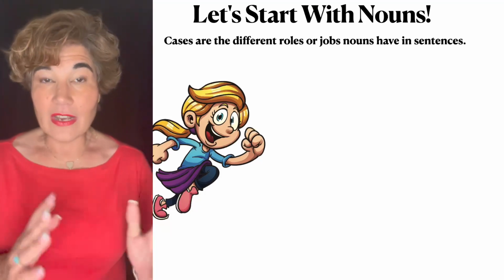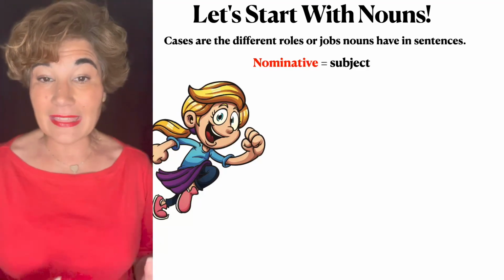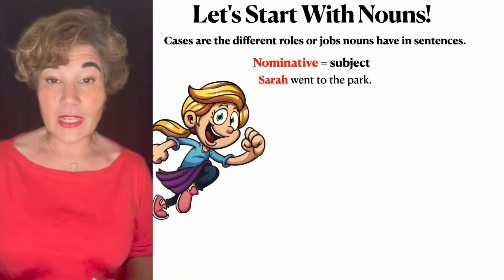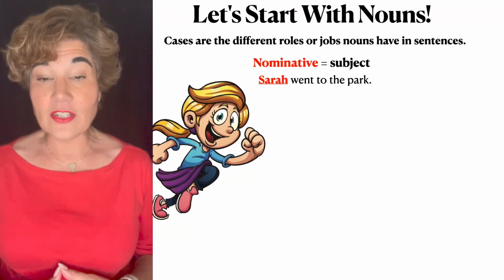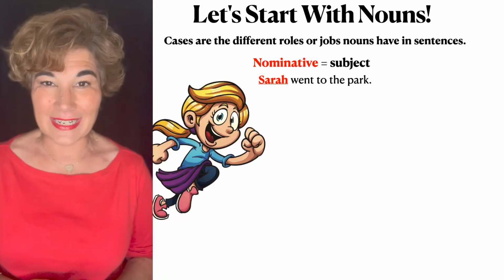All right, so nominative equals subject. That means when you have a subject of a sentence, in Latin, you're labeling it nominative. Sarah is going to be the subject. So, Sarah went to the park. Who went to the park? Sarah did. She's the subject of the sentence.